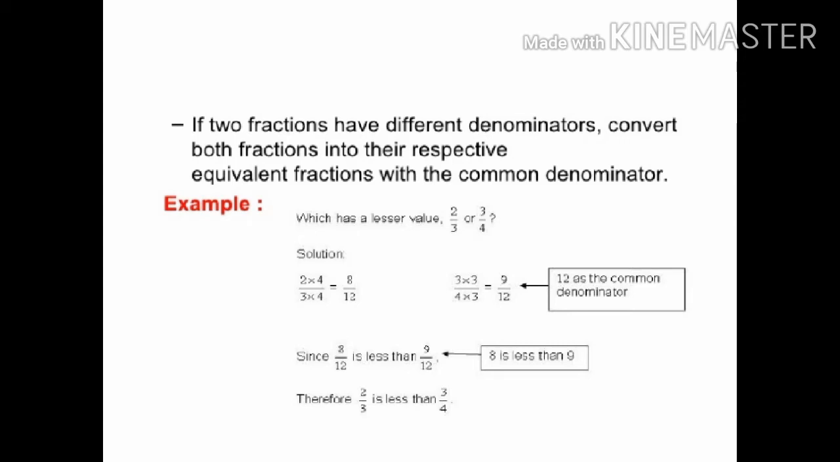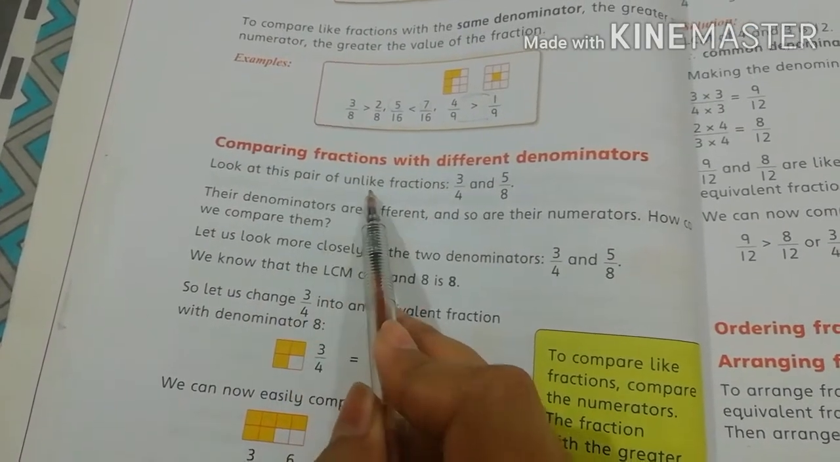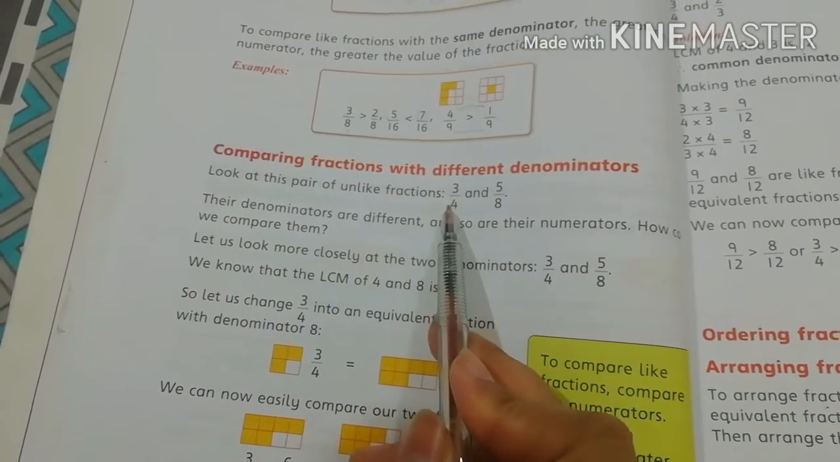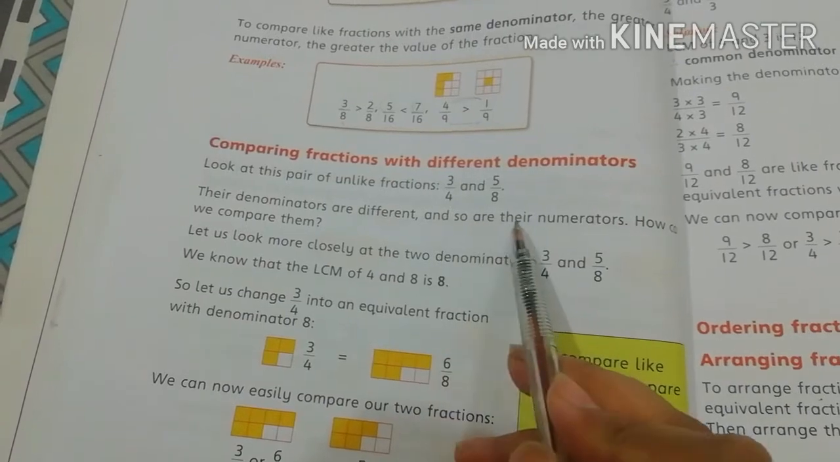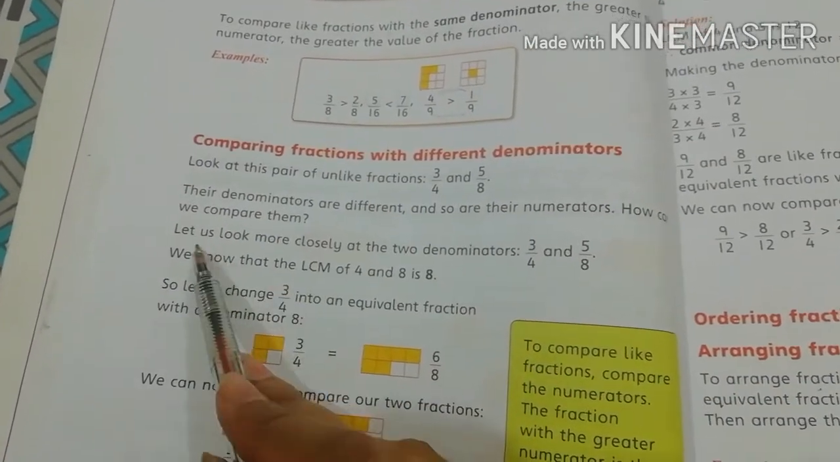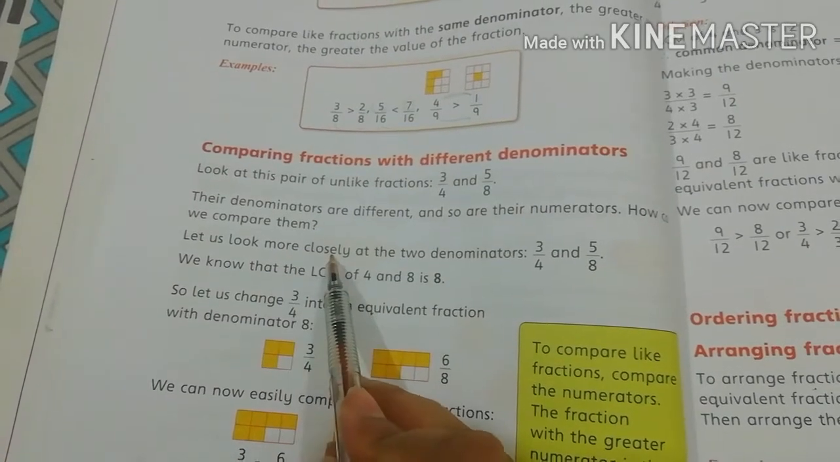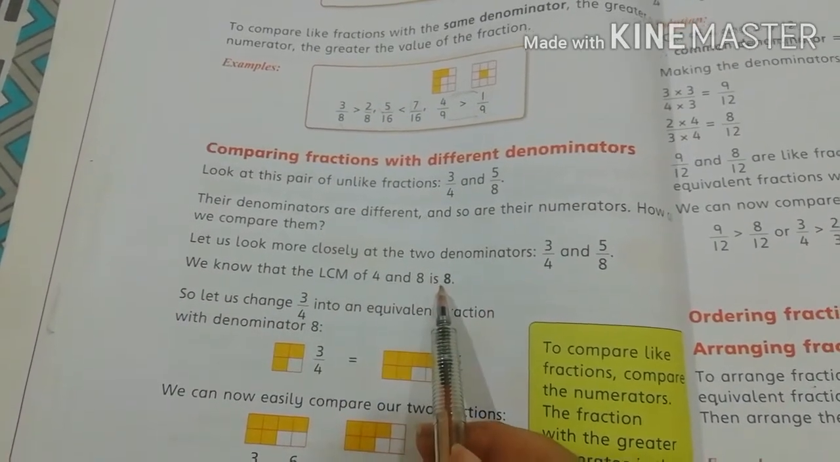Now we read from the book. Look at this pair of unlike fractions, 3 by 4 and 5 by 8. Their denominators are different and so are their numerators. How can we compare them? Let us look more closely at the two denominators of 3 by 4 and 5 by 8. We know that the LCM of 4 and 8 is 8. Let's check.